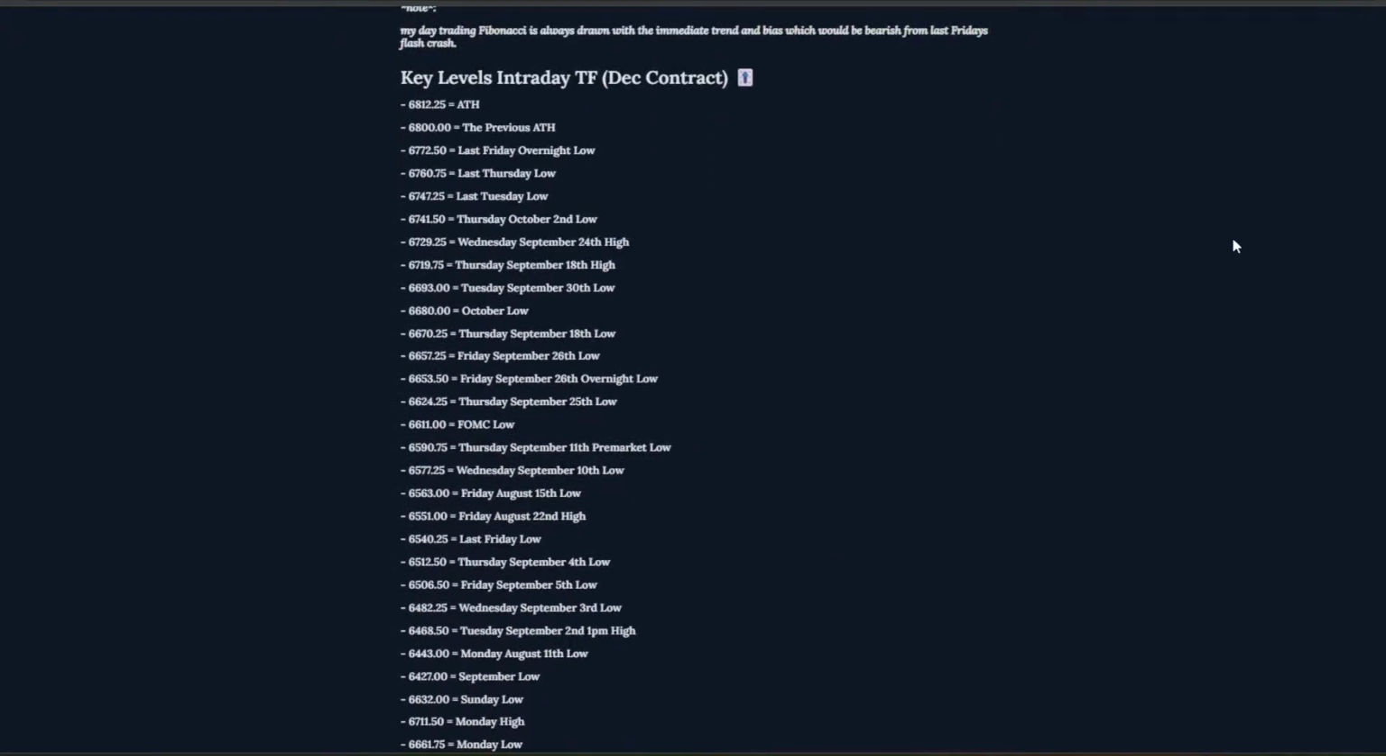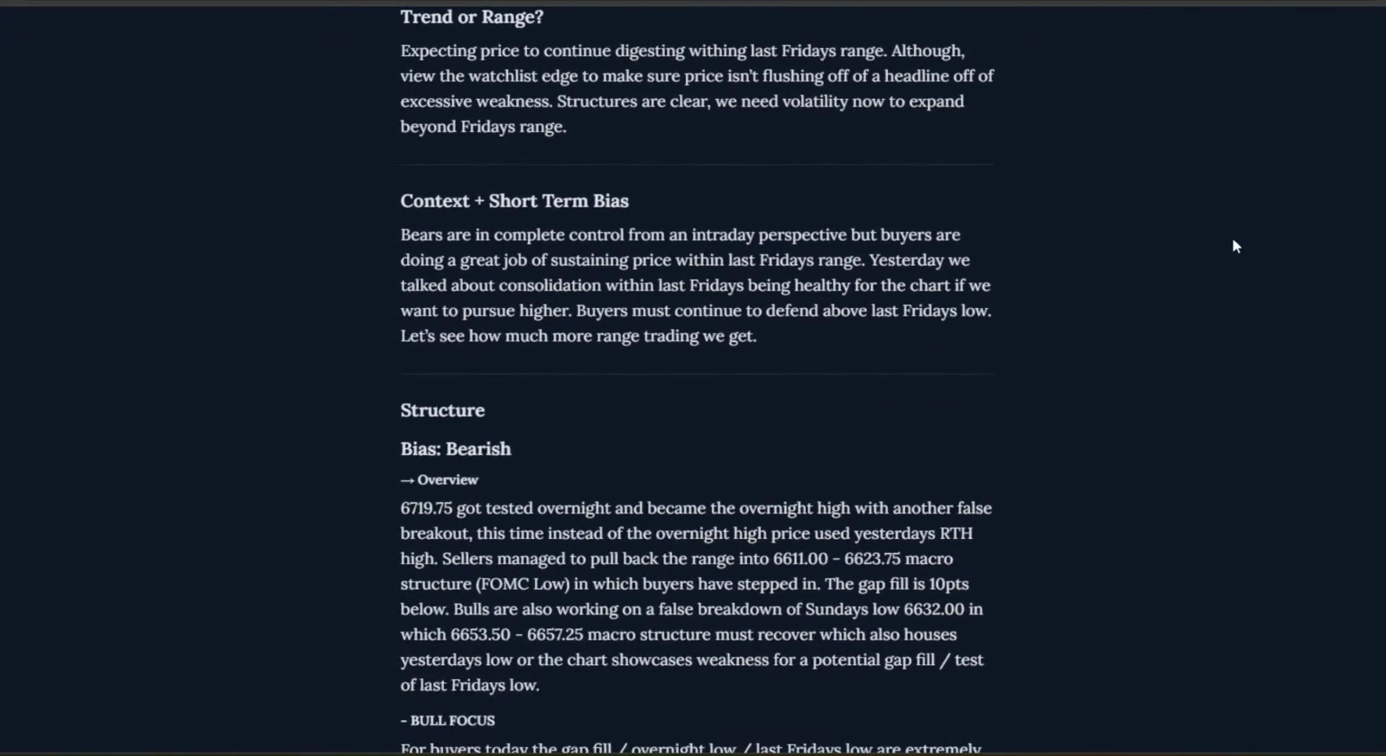Let's go ahead and jump into the keynotes for today, and let's talk about the context and the short-term bias. So bears are in complete control from an intraday perspective, but buyers are doing a great job of sustaining price within last Friday's range. Yesterday, we talked about consolidation within last Friday's range being healthy for the charts. If we want to pursue higher, buyers must continue to defend above last Friday's low. Let's see how much more range trading we get.